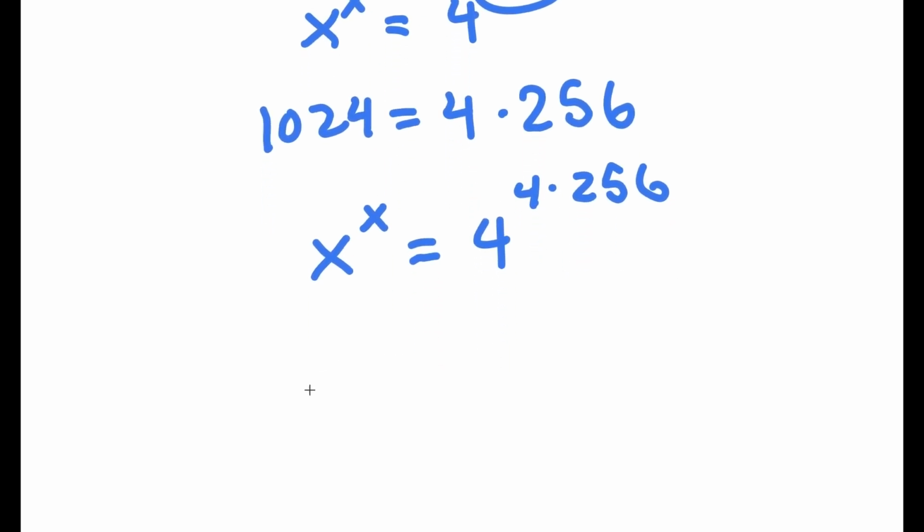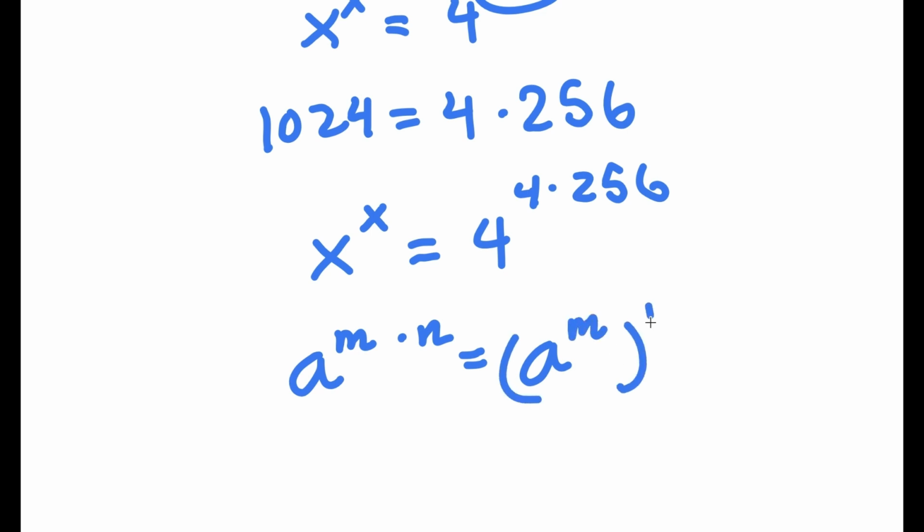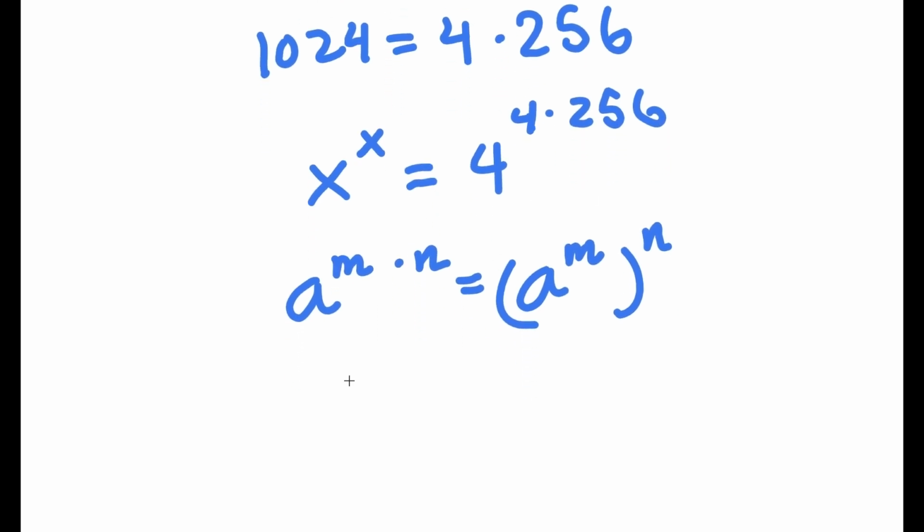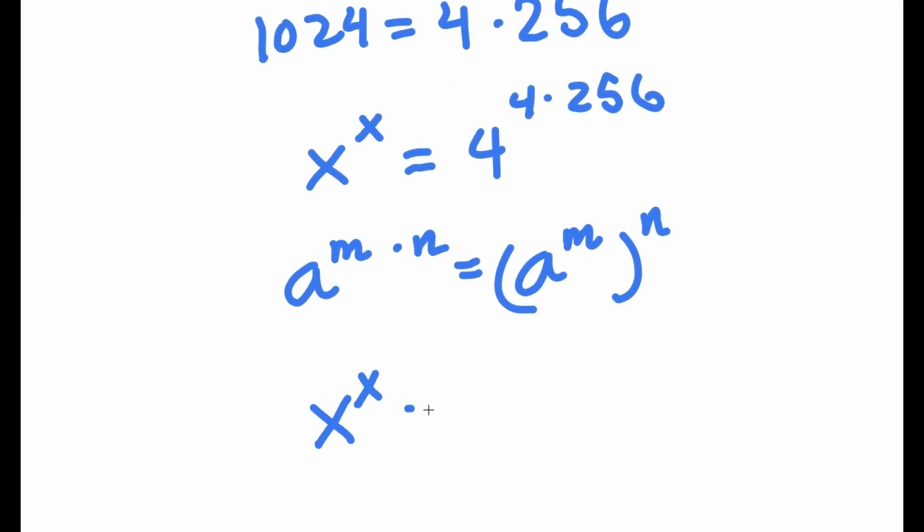Now, if I have something in the form a to the power of m times n, this is equal to a to the power of m to the power of n. So 4 to the power of 4 times 256, that's the same thing as 4 to the power of 4 to the power of 256.